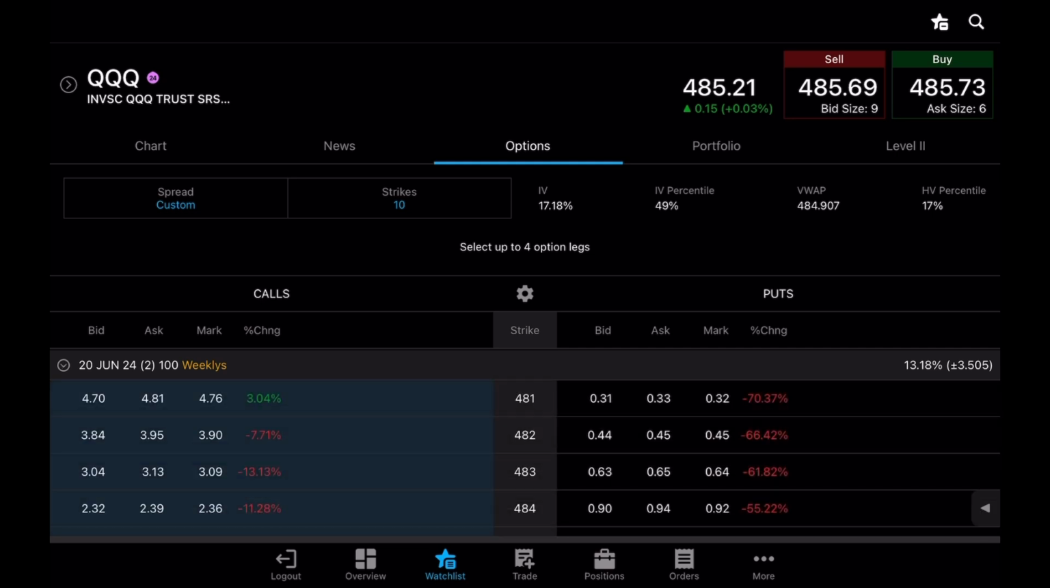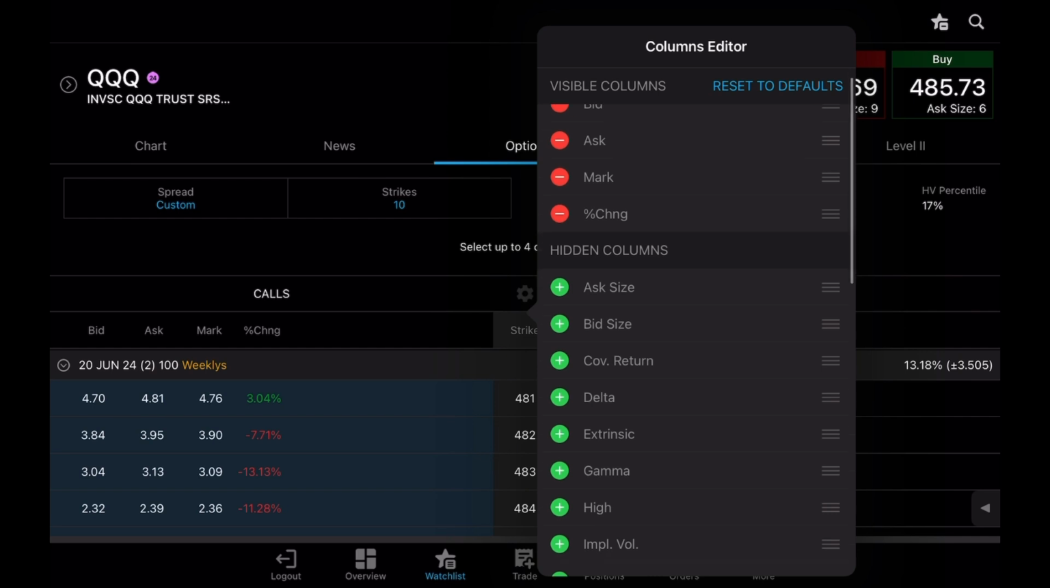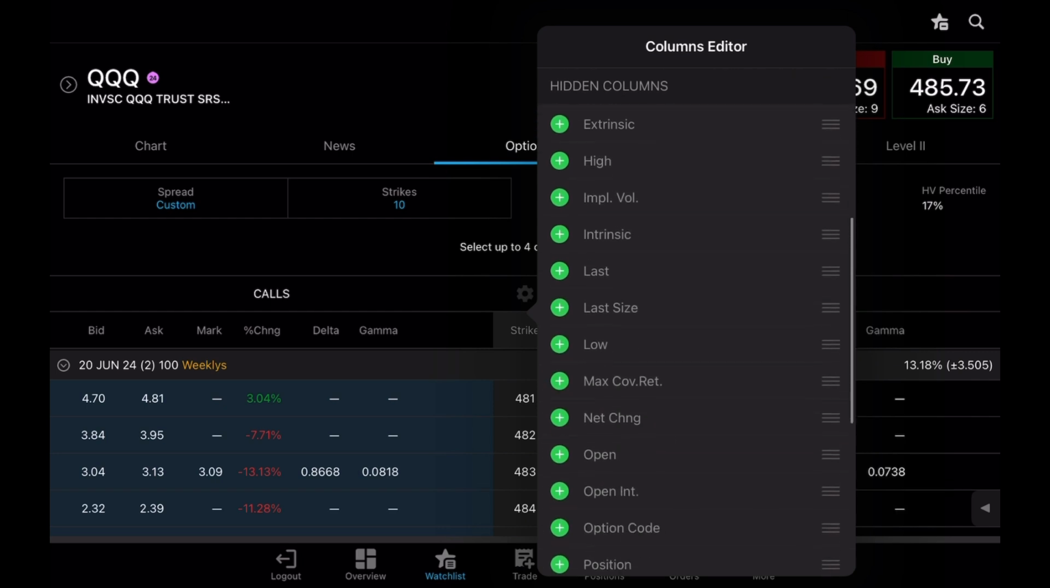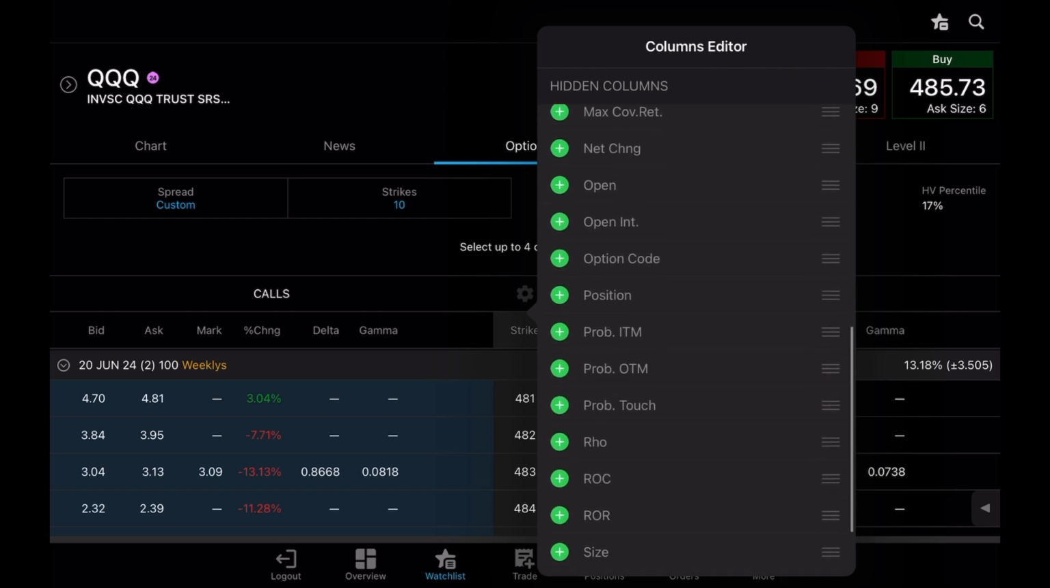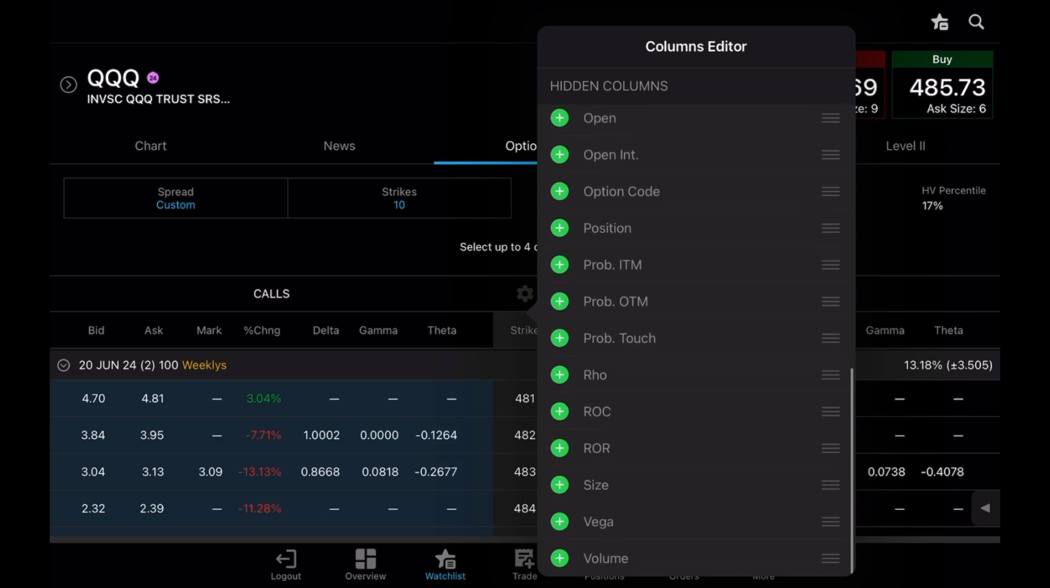And now you see the focus is on the bid, the ask, the mark, and the percent change. And if you hit the gear icon above the strike price right here in the middle, you'll now see the columns editor pull up. And under the hidden columns, you just need to search for the Greeks and then hit the green plus, and they'll be added to your option chain. So the first one I see, of course, is delta. I then see gamma. I'm going to scroll down. I'm going to skip Rho just for this video. And then I also see the theta and the Vega.